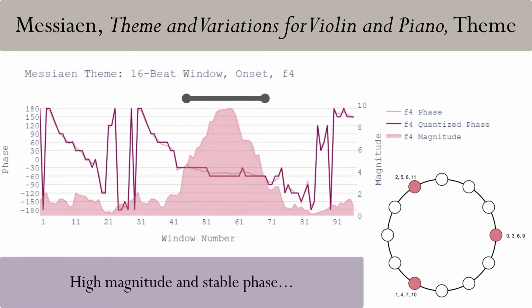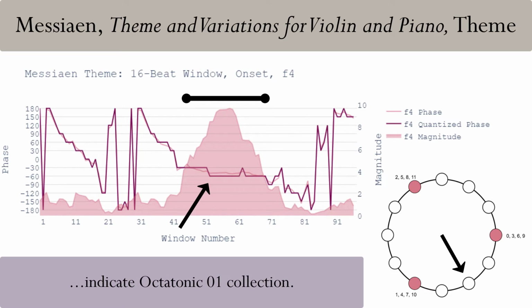The very high magnitudes of the F4 component, combined with the phase settling at -60 degrees, indicate the presence of the octatonic 0-1 collection, Messiaen's second mode of limited transposition, in much the same way that the position of phase can be used to determine the implied key signature when the F5 component reaches a high magnitude.